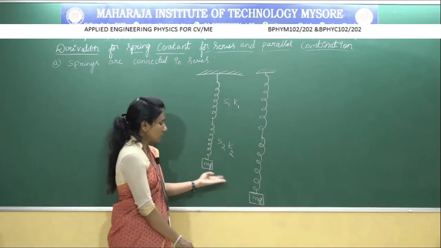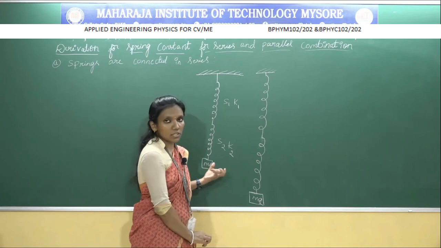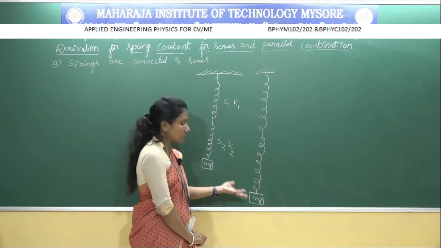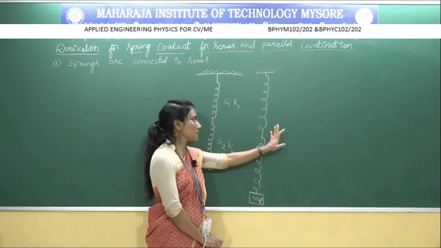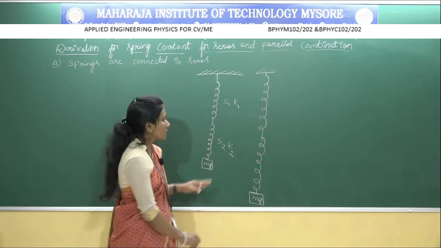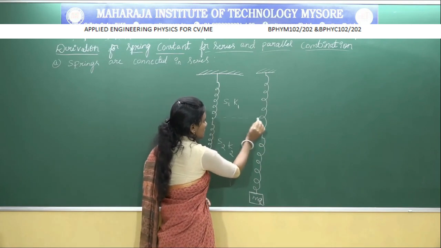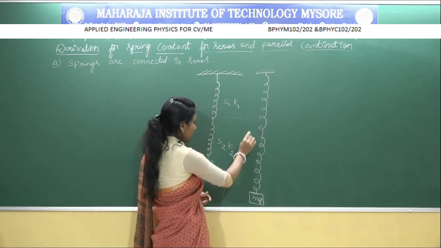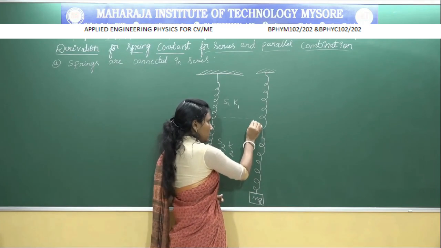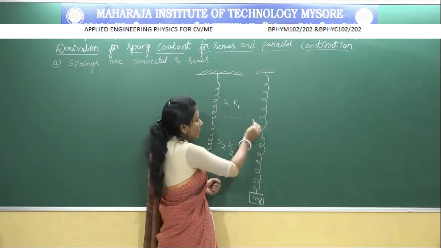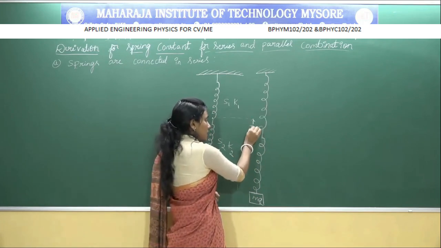Let it be now, again, if we are pulling downward by adding more weight, then what will happen? The displacement will take place in the spring. So what is that displacement? If we take the reference, then what is the displacement? It is elongating. So that displacement for spring 1 will be x1.